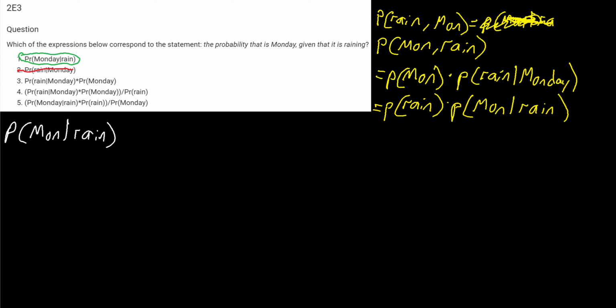But getting back to our potential answers, this is a joint probability. It's not a conditional probability, and so it is incorrect. Okay, so now we go down to number 4, and we see basically the same joint probability, but now it's being divided by the probability of rain. This turns out to be correct, and I want to explain why this is a correct answer.